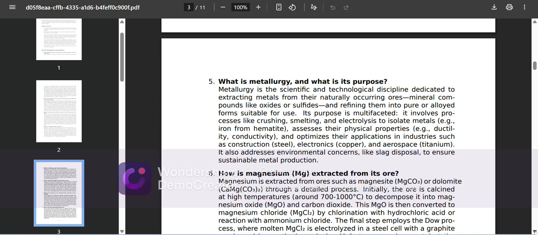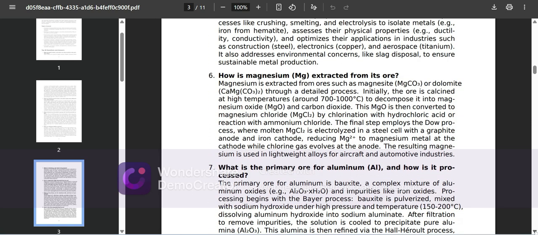It also assesses their physical properties, for example ductility and conductivity, and optimizes their applications in industries such as construction (steel), electronics (copper), and aerospace (titanium). It also addresses environmental concerns like sludge disposal to ensure sustainable metal production.